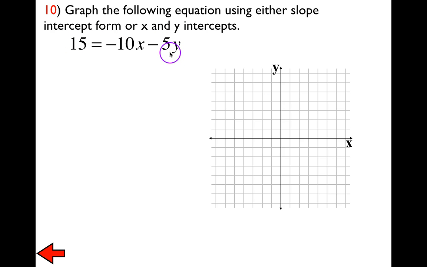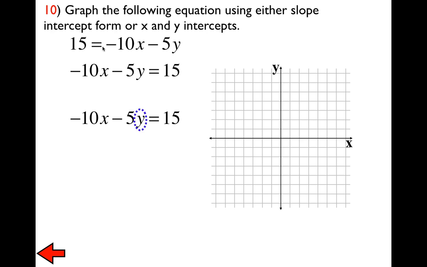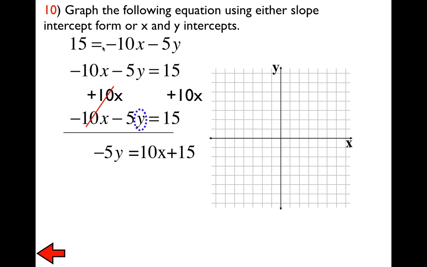So what am I going to do? Well, to make things easier for myself, I'm just going to rewrite it so that the y is on the left side. So I'm going to flip-flop the equation to say negative 10x minus 5y equals 15. At this point, I'm going to go ahead and solve like I normally do. I'm going to isolate y by adding 10x to both sides first. I'm going to be left with negative 5y equals 10x plus 15.